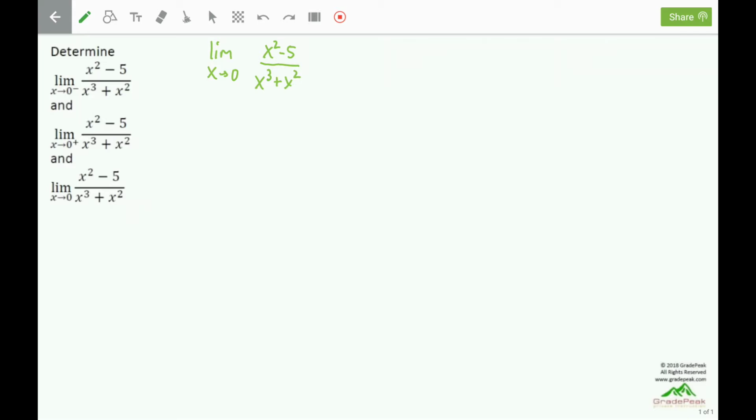The first thing to do is try plugging a 0 in for each of the x's. That will give 0 squared minus 5 over 0 cubed plus 0 squared. 0 squared is a 0, minus 5 over 0 cubed is a 0, plus 0 squared is a 0. 0 minus 5 is a negative 5. 0 plus 0 is 0.